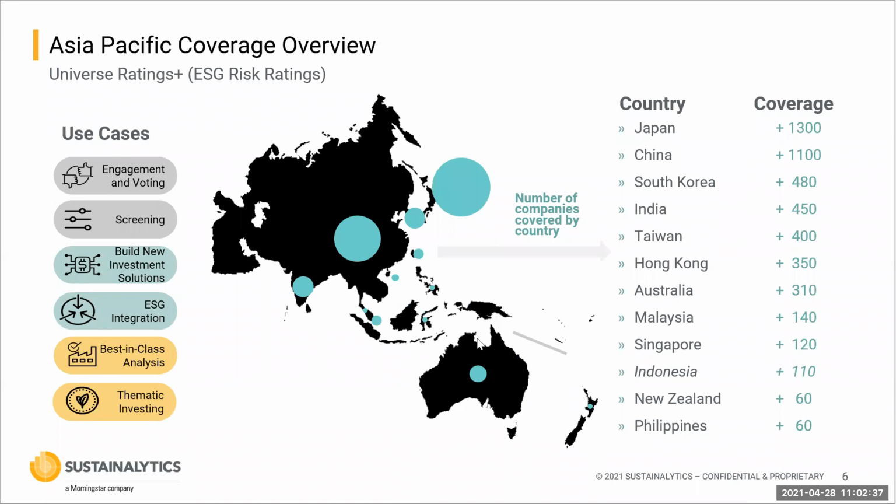A little bit of an overview of what our research coverage includes in APAC. A research universe consisting of approximately 5,000 companies. You can see the breakdown there for your reference. And on the left-hand side, some of the use cases that our clients have for our research. We can talk more about that at the end, and I'm sure there'll be questions, so we can discuss how our research is used for screening purposes, thematic investing, ESG integration, best-in-class approaches, etc.